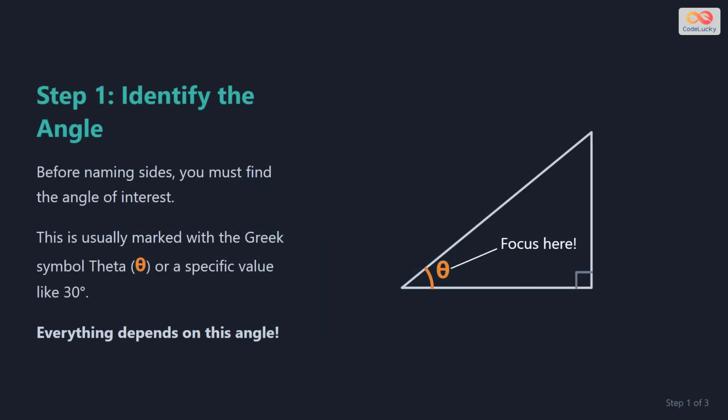The first step in any calculation is to clearly identify the angle you are working with. This is your reference point. In mathematics, we often use the Greek symbol theta to represent this angle. Every side we label next will be based on its position relative to this specific angle.